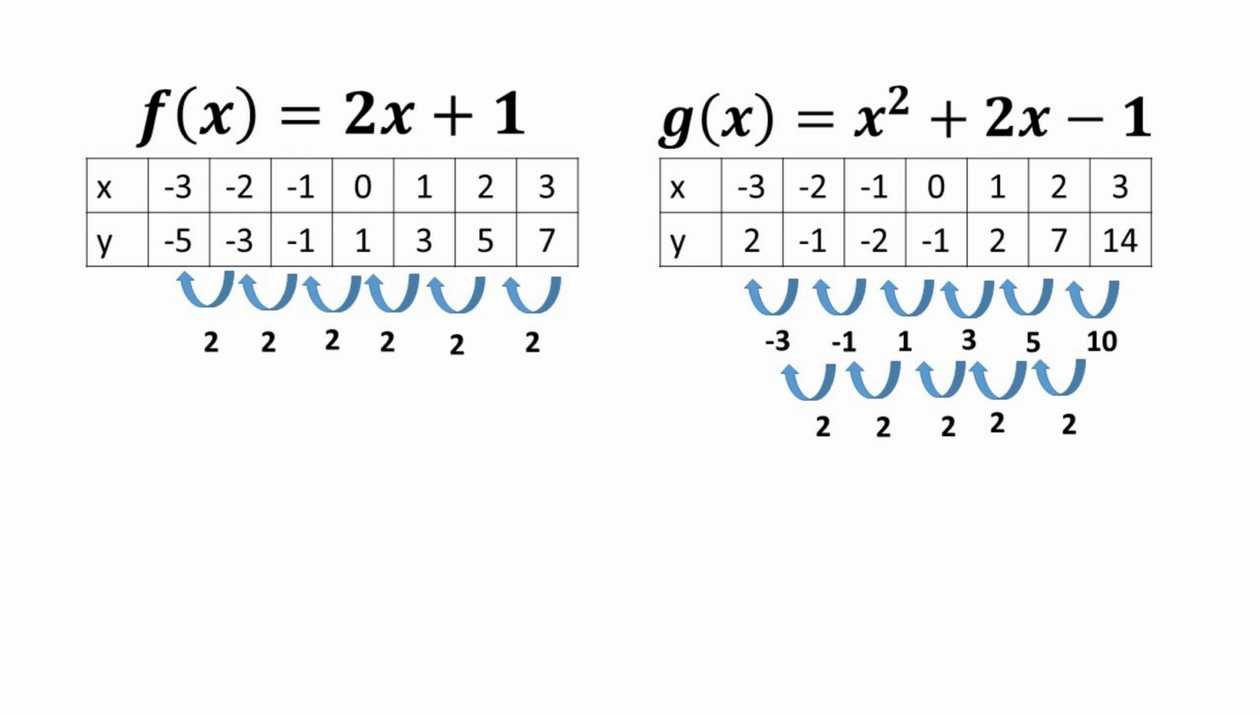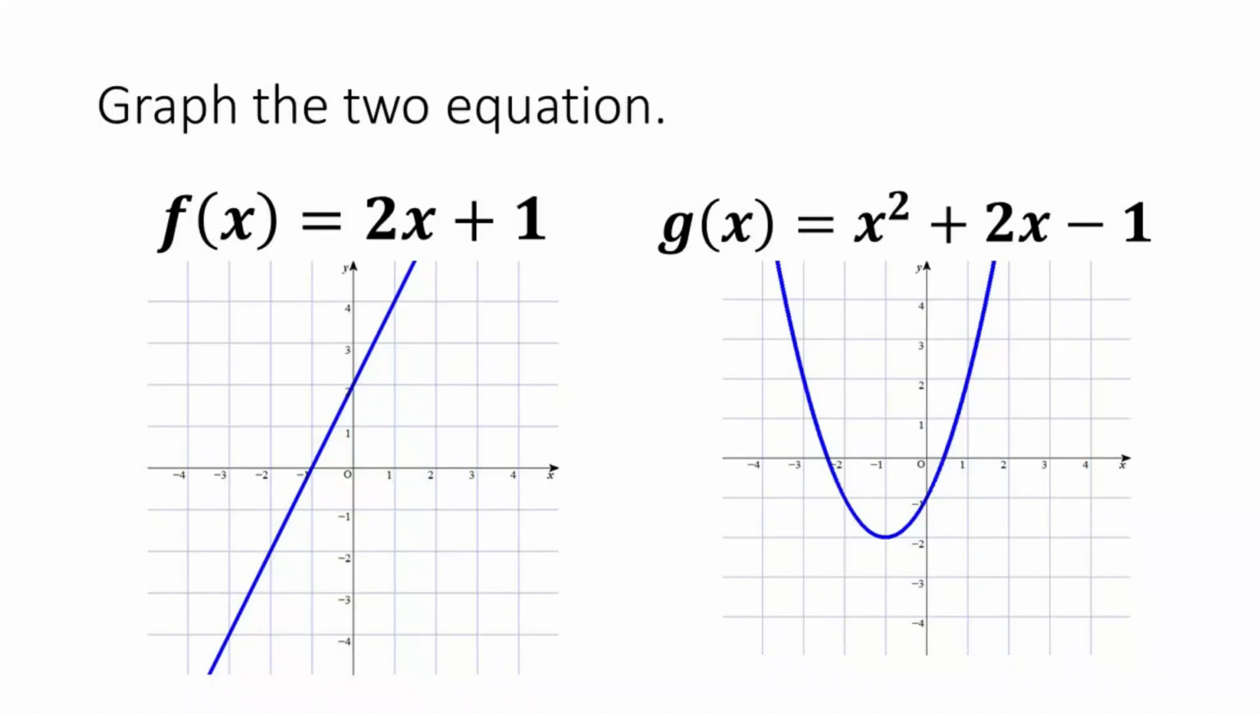Moving on, let's have the graph representation of the two given functions. We could identify that the graph of f of x is equal to 2x plus 1 gives us a line. While on the other hand, the graph of g of x is equal to x squared plus 2x minus 1 will give us a parabola or a parabolic graph. A quadratic function always has a parabolic graph. It is either upward or downward.